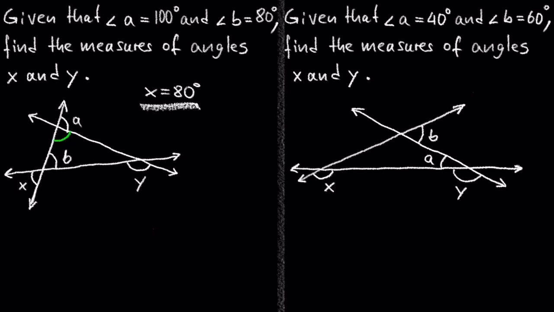Let's call this angle C. Angle A and angle C have 180 degrees in total. So we can write A plus C equals 180 degrees. With A 100 degrees, we get 100 degrees plus C equals 180 degrees. And after subtracting 100 degrees from both sides, we get C equals 80 degrees.